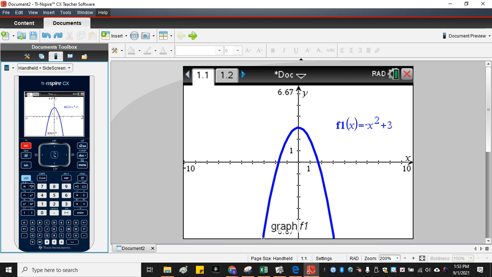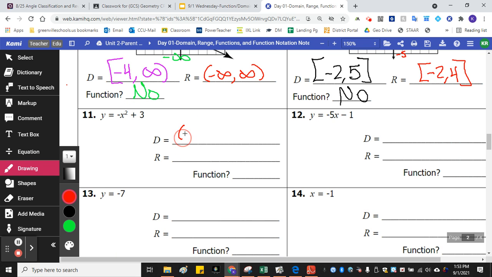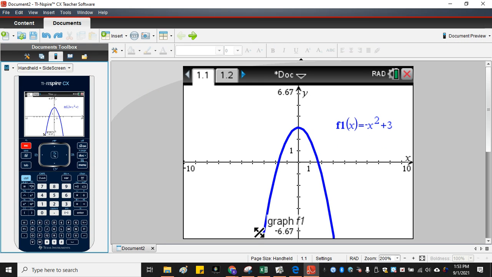So this is going down forever to the left, -infinity. And this one's going forever to the right, +infinity. What do you think about the range? Bracket at 3, negative infinity to 3. It's going down forever, and then it ends at 1, 2, 3.